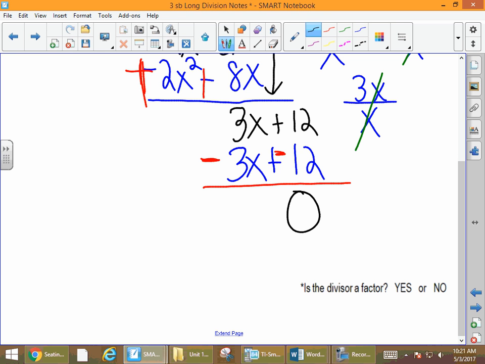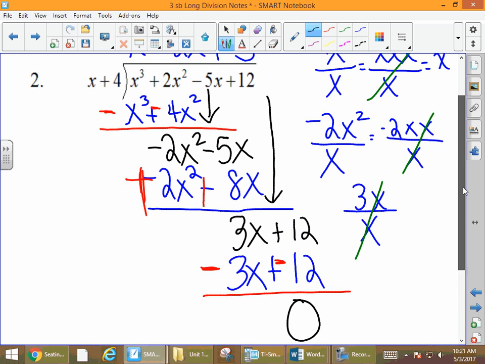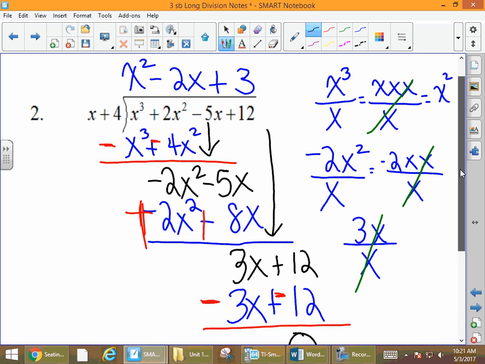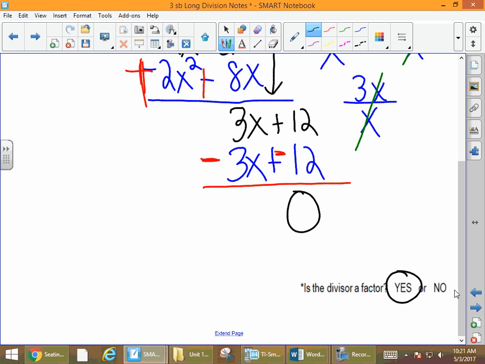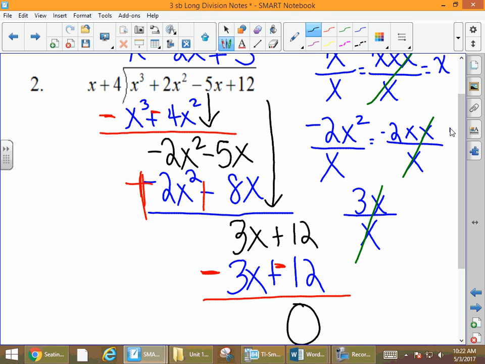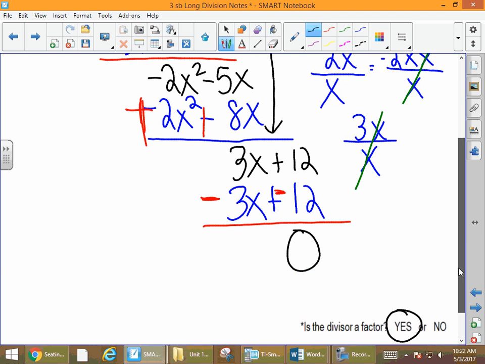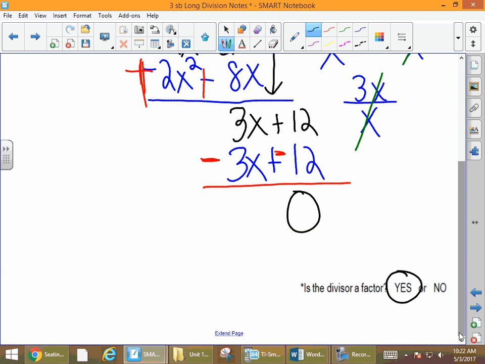And when we have 0 as our remainder, so to speak, is our divisor a factor? Yes. The quotient on this problem, quotient meaning the answer to the division problem, is x squared minus 2x plus 3. Our remainder, we don't have one. And again, when we do not have a remainder, then the divisor, what we divided by, the x plus 4, is a factor, and we can find a root of the polynomial.